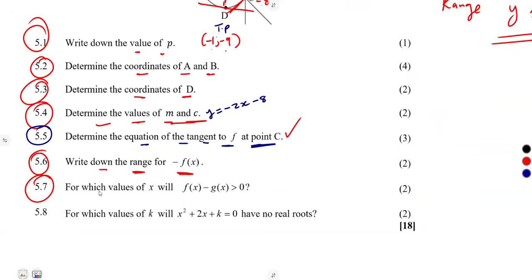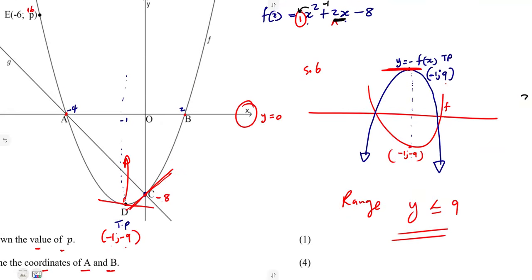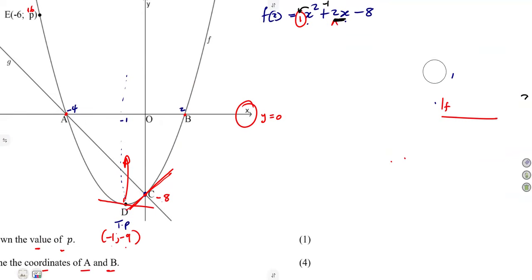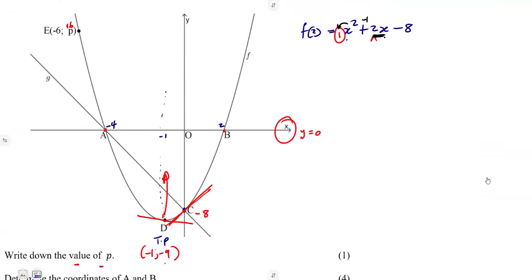All right. 5.7, for which values of x will f of x minus gx be greater than 0? All right, for 2 marks. Let's see what we have there. F of x minus what? Minus gx. I talked about these effects that can happen on f of x and any other graph that you'll be given. So if you check, there's a playlist that I created. Make sure that you go through that, understand all the basics. All right, but that was our 5.7.